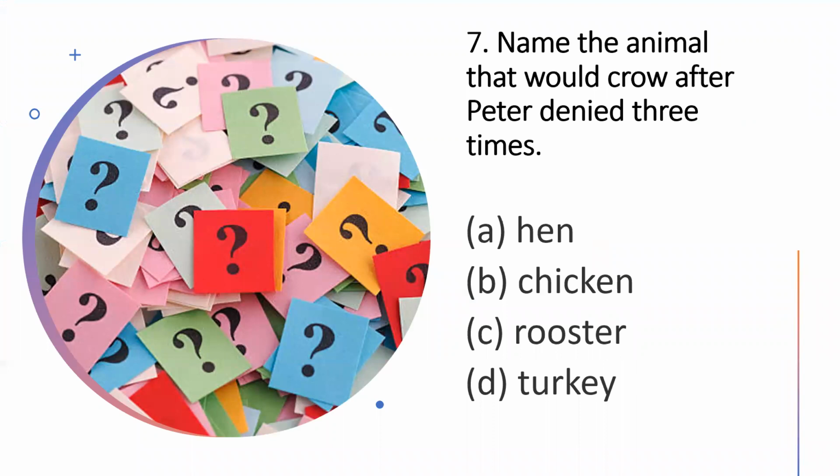Okay. Let's move on to question number 7. Name the animal that would crow after Peter denied Jesus 3 times. Is it the hen, the chicken, the rooster, or the turkey? Jeremy, can you put one single answer? I don't need to see rows of answers from you. Just answer once.